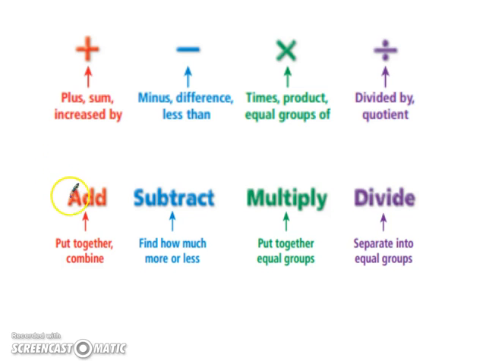Some key words that you might find in word problems might help you to decide whether or not you should add, subtract, multiply, or divide. When you see things like plus, sum, increased by, or minus, difference, less than, you would either add or subtract. If you see words such as times, product, equal groups of, you should multiply. If you're dividing, you might find words like divide by or quotient.